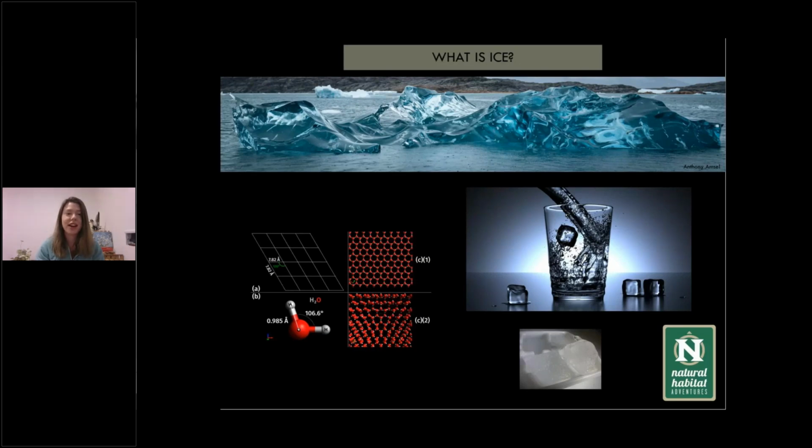Water is H2O, and it is one oxygen atom, and then it has two hydrogen atoms around it, represented by that big red circle in the bottom left, and then the two hydrogen atoms on the side. And they do form an angle of pretty much exactly 106 degrees, 106.6 degrees.